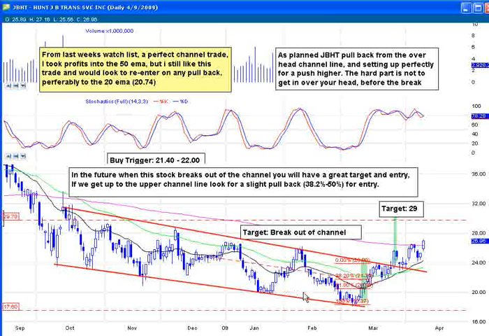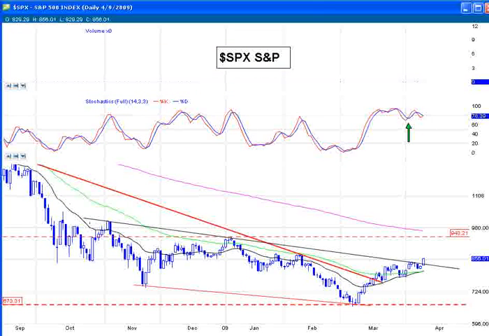Channel trades, downward sloping channels: usually you want to break to the upside. Upward sloping channels, you watch for a break to the downside. Now, just something extra special for you guys out there. Here is the S&P 500 as of Friday, today, the Friday right before Easter, April 10th. And believe it or not, you can see a channel trade starting to form here in the S&P.